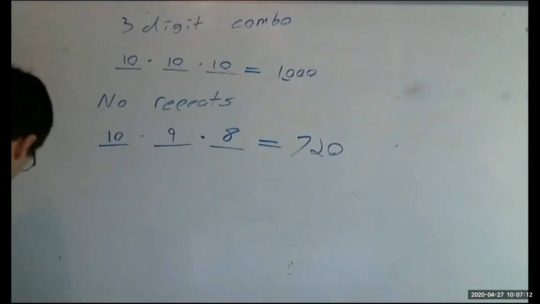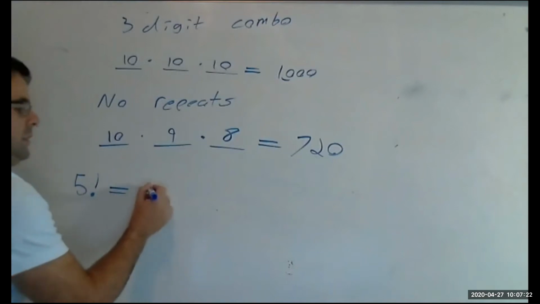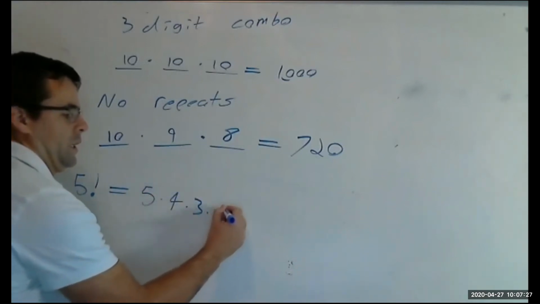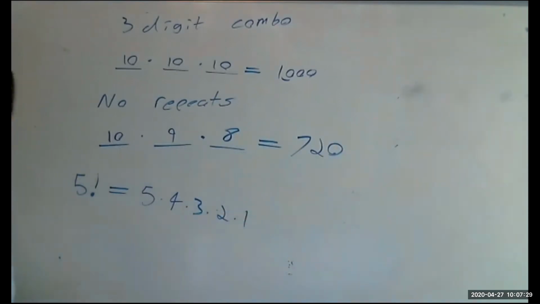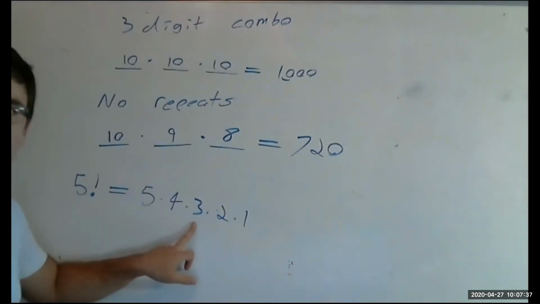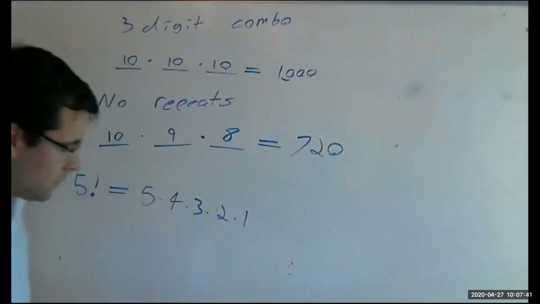But we had a shorthand way of writing 10 times 9 times 8. We call that a factorial. So 5 factorial is 5, 4, 3, 2, 1. Any number with an exclamation point next to it means that number, minus 1, minus 1, minus 1, all the way down to 1.